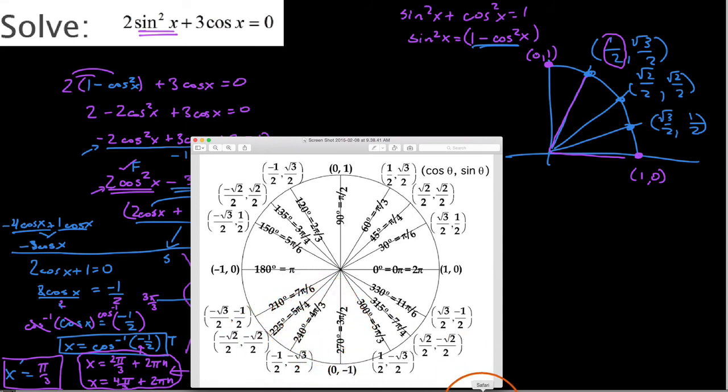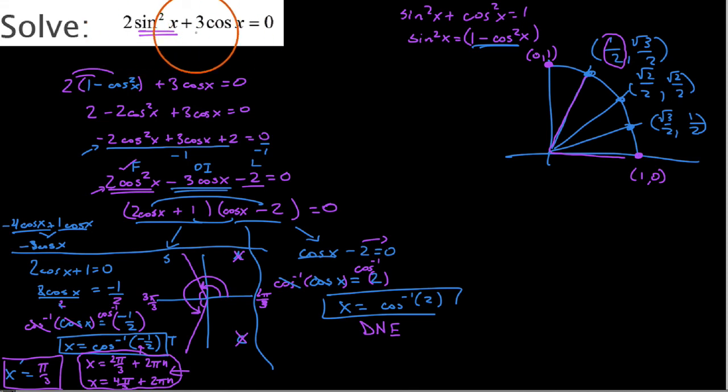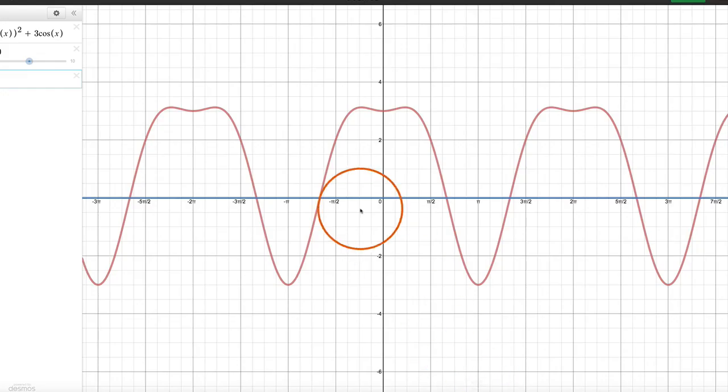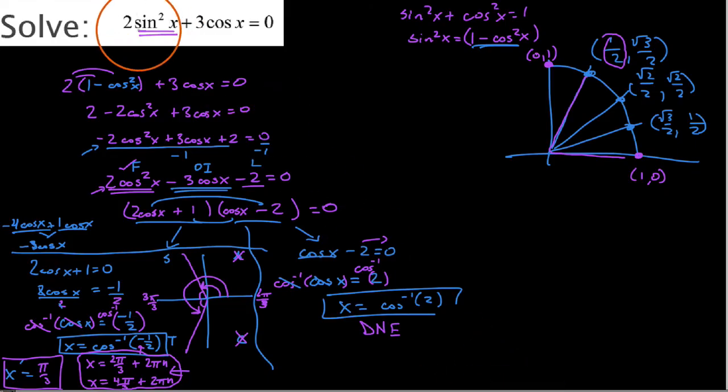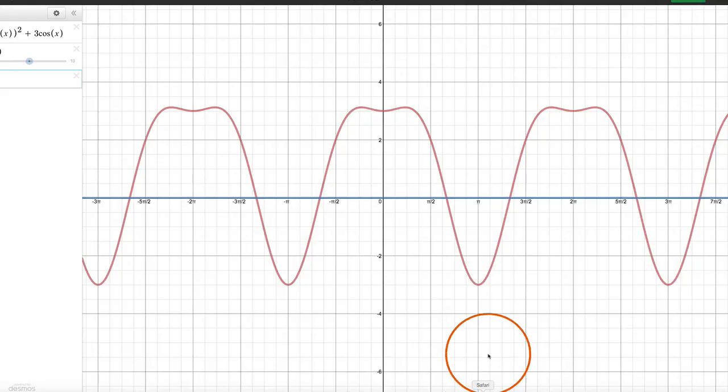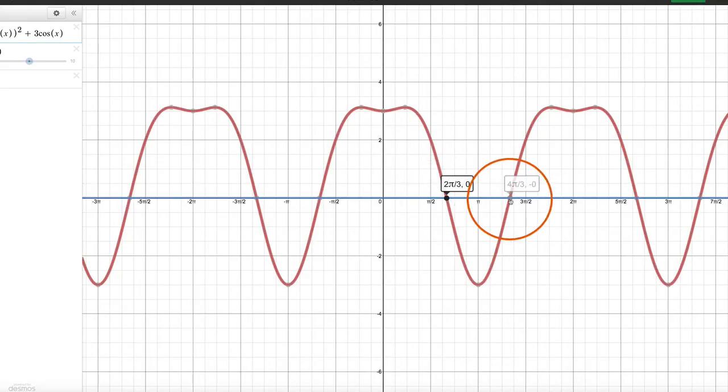And last but not least, what I did was plug this into Desmos. I graphed 2 sine squared x plus 3 cosine x. Looking at this graph, it's kind of an interesting looking graph, but we say, where between 0 and 2 pi is this graph at a height of 0? Because recall, we were saying, I want to know where this function of x would have a y value of 0. We plug in 0 for y. And looking at this, it's at a height of 0 here and a height of 0 here. And we can easily verify that it was 2 pi thirds indeed, and 4 pi thirds.